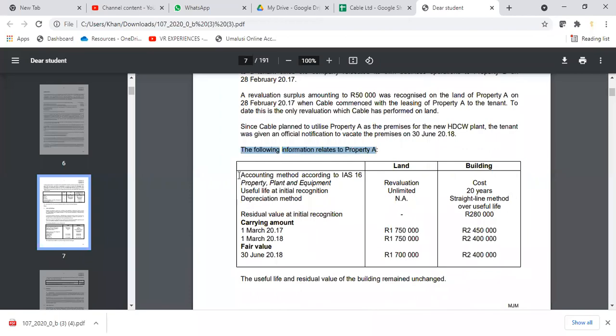So here, accounting method according to IAS 16, property, plant and equipment. For land, they use a revaluation model. For buildings, they use the cost model. Okay, that is for PPE purposes.